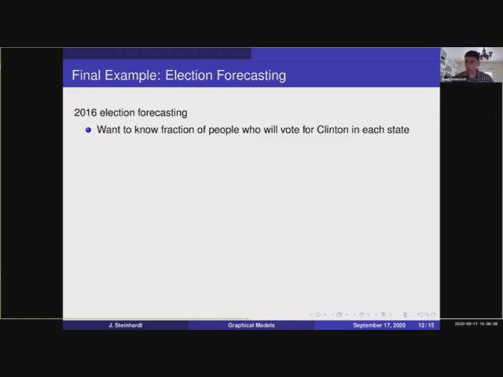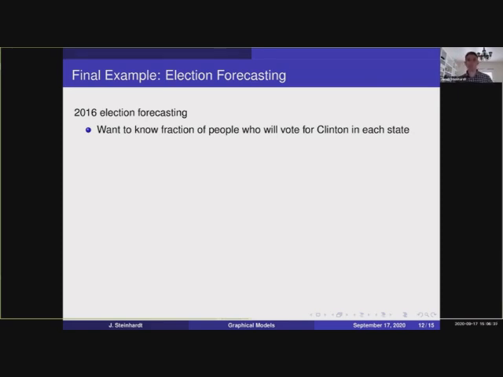You might remember that at that point, many of the statistical models were saying that Clinton was almost surely going to get elected over Trump, but in fact Trump won. I'll try to explain from the perspective of graphical models why those models were getting things wrong. So that's the example we'll talk about, this 2016 election forecasting.